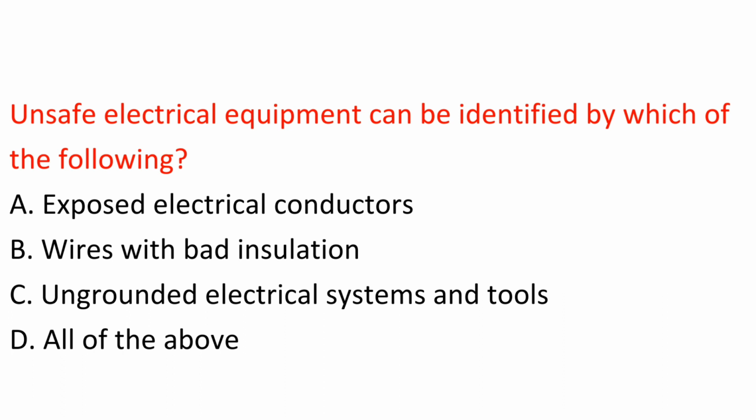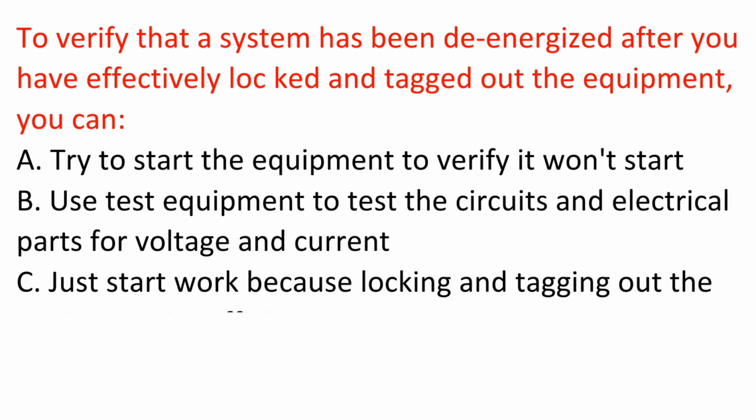Question. Unsafe electrical equipment can be identified by which of the following? A. Exposed electrical conductors. B. Wires with bad insulation. C. Ungrounded electrical systems and tools. D. All of the above. Answer. D. All of the above.